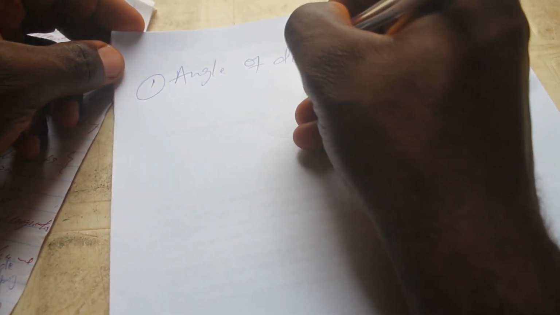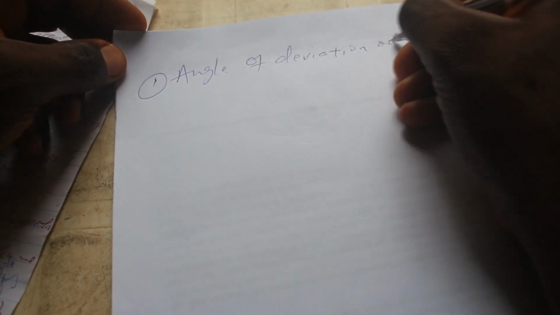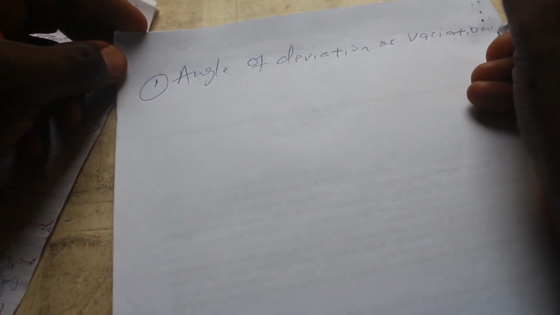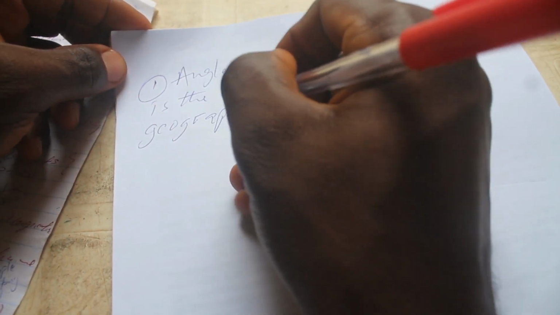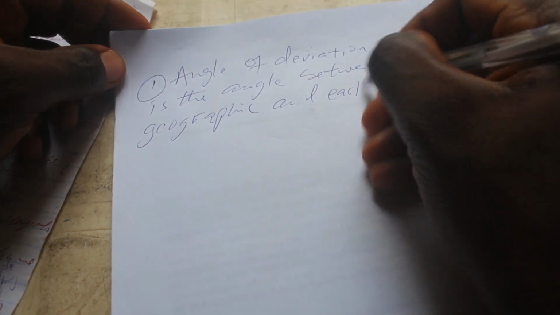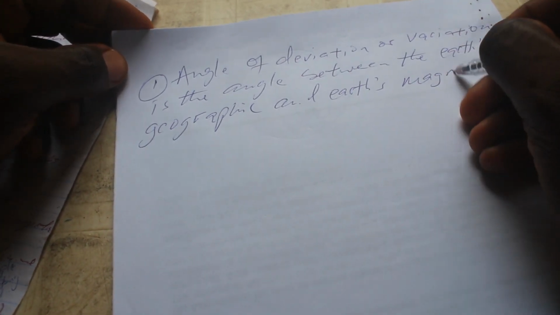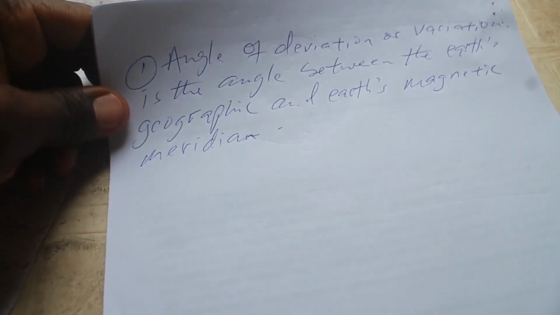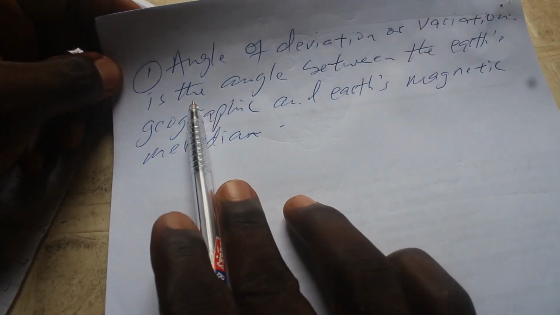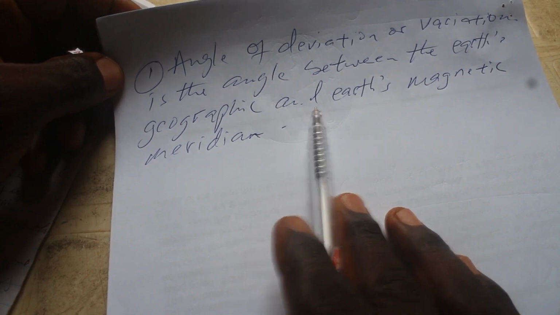So let's define the first one, that is the angle of deviation. The angle of deviation, or angle of variation, is the angle between the Earth's geographic meridian and the Earth's magnetic meridian.